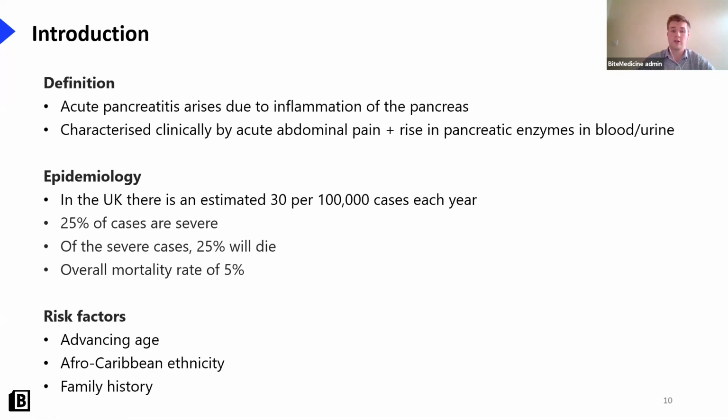Risk factors, so slightly different to the causes, which we'll move on to, but in terms of risk factors, as you get older, you become more predisposed to pancreatitis, being of Afro-Caribbean ethnicity, and also if there is a family history of it, because there is an element of hereditary pancreatitis that is seen.